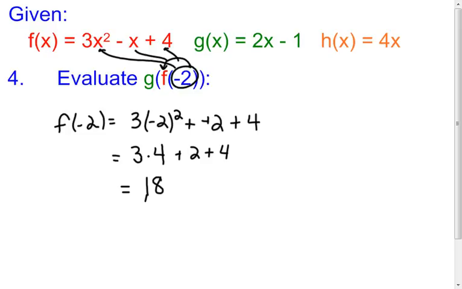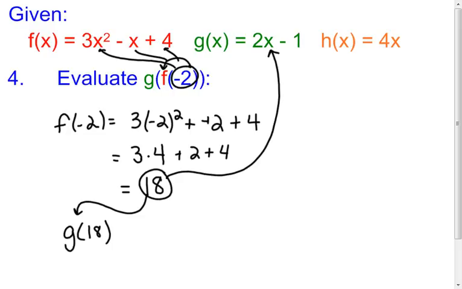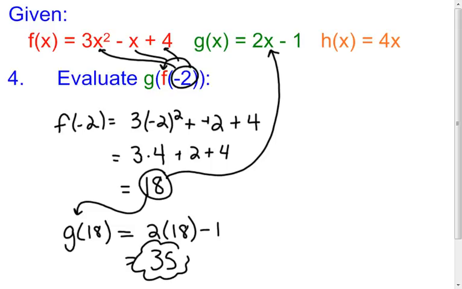Then you're going to take that answer and plug it into G's function. So now you're going to find G of 18. I'm going to take 18 and plug it into G's equation. So I will have 2 times 18 minus 1. 2 times 18 is 36, minus 1 is 35. And that will be the grand final answer here.